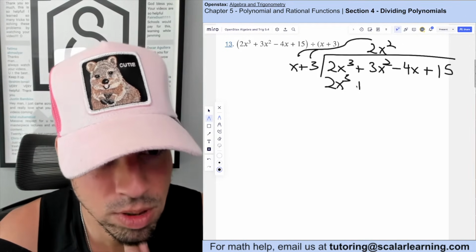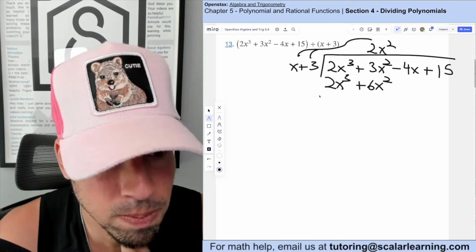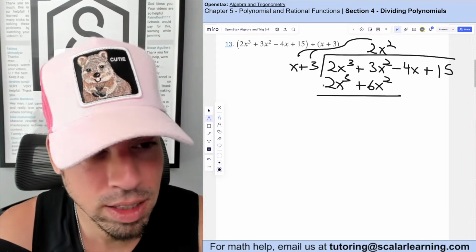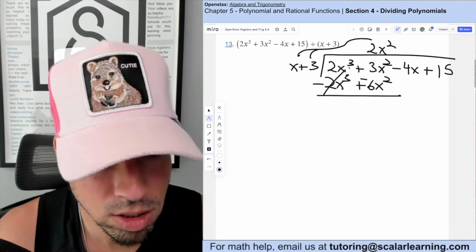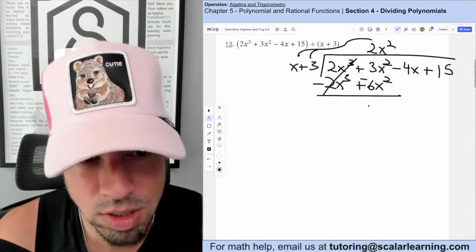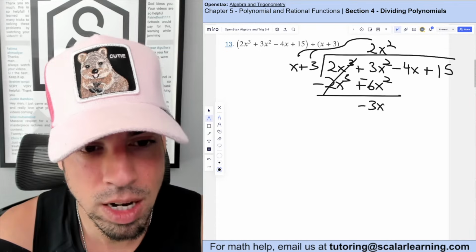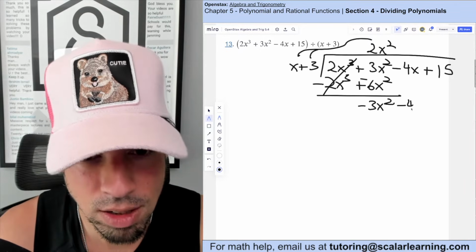2x squared times 3 is 6x squared. And then we're going to subtract, or as I like to say, negate, distribute a negative, and then add together. These cancel out. 3x squared plus negative 6x squared is negative 3x squared. Bring down that negative 4x.